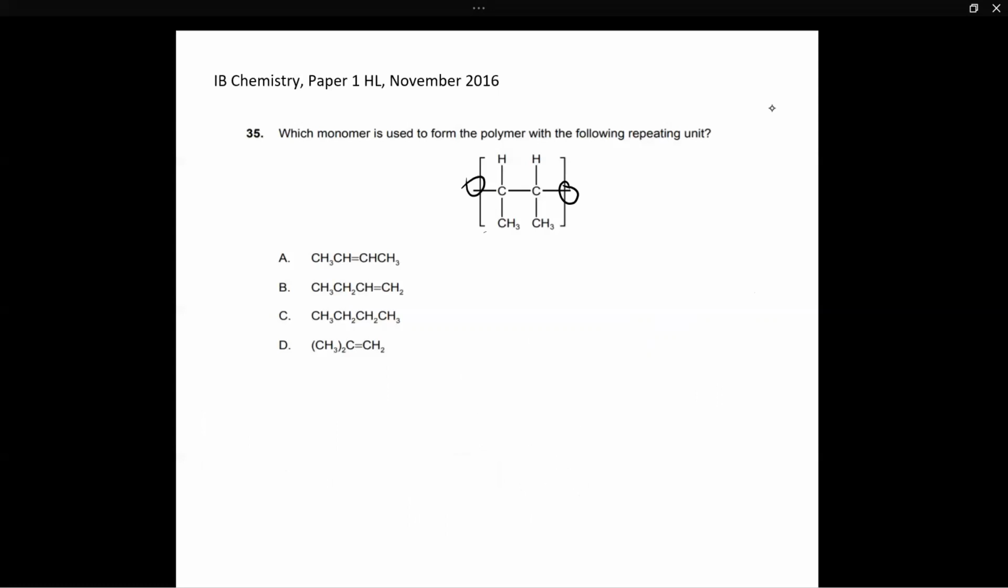I'm not sure about triple bonds because I haven't learned about it yet. But as for the IB chemistry level, you only need to know that it deals with double bonds. No double bonds, no polymerization.